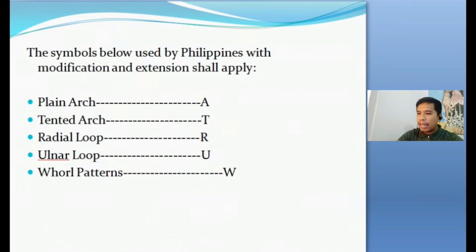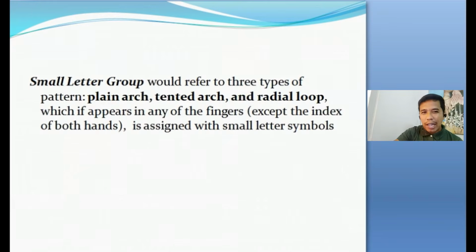But the complication goes here in the existence of the small letter group. Okay? Small letter group. Now, ang small letter group na came out din ito sa board examination refers only to the three. Three patterns lang po yan. Special yan eh. Special yan, tatlo na yan. Ang A, T, and R. Ano po yung A, T, R? A stands for plain arch. T stands for tinted arch. R stands for radial loop. Small letter group po ang tawag sa kanila. Yung tatlo na yan. Yung radial loop, yung tinted arch, saka yung plain arch. Symbolize ATR. A stands for plain arch, tinted arch is T, and radial loop is letter R.